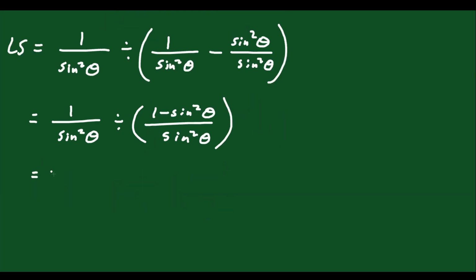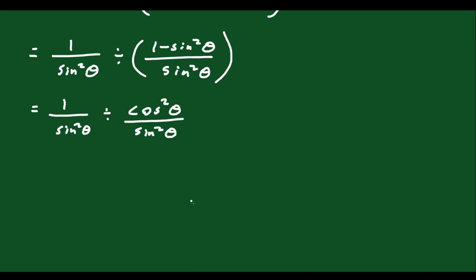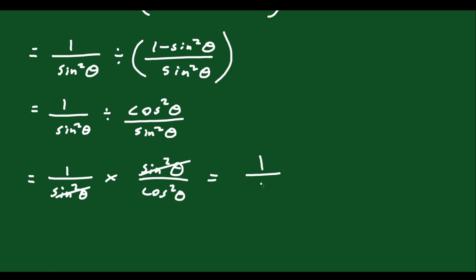Well, 1 minus sine squared theta, that's just cos squared theta, right? So really what you have is this divided by cos squared theta over sine squared theta. And we all know that when you divide two fractions, we've talked about this before, you can change it to multiplication and flip the second fraction, right? So you have 1 over sine squared theta times sine squared theta over cos squared theta. Those sine squares will cancel, and you're left with 1 over cos squared theta.